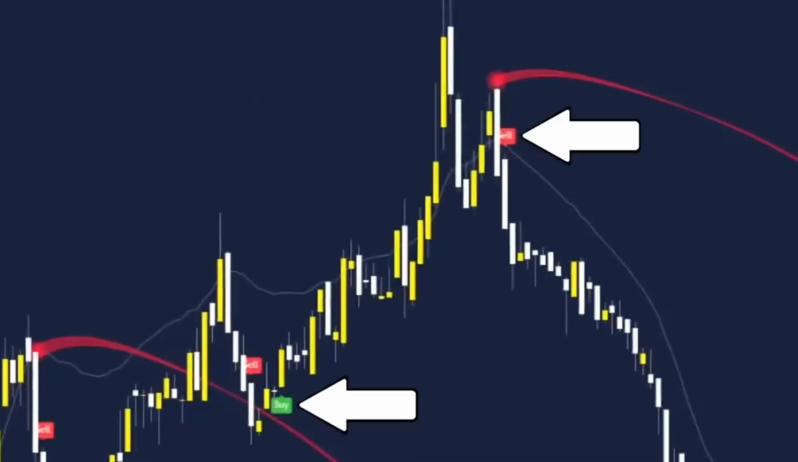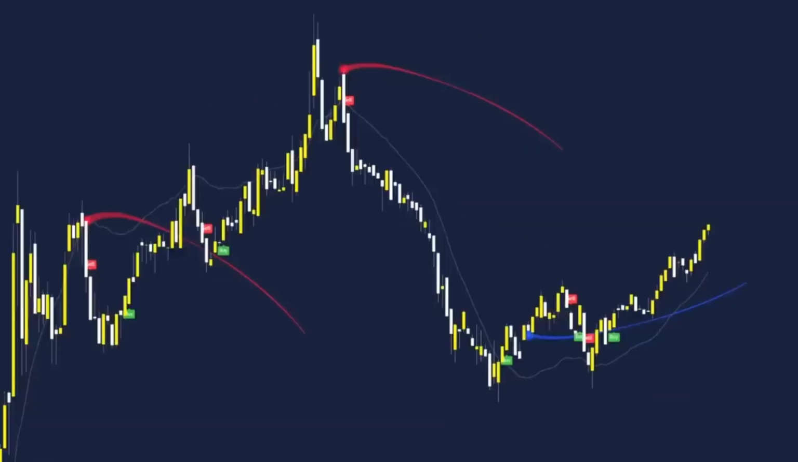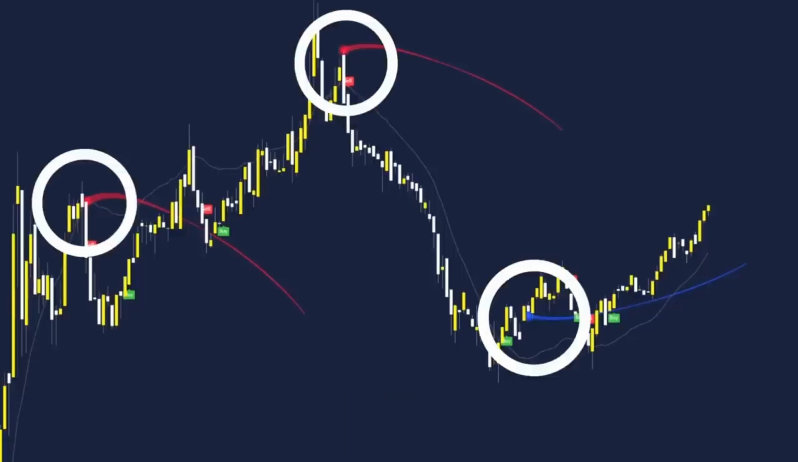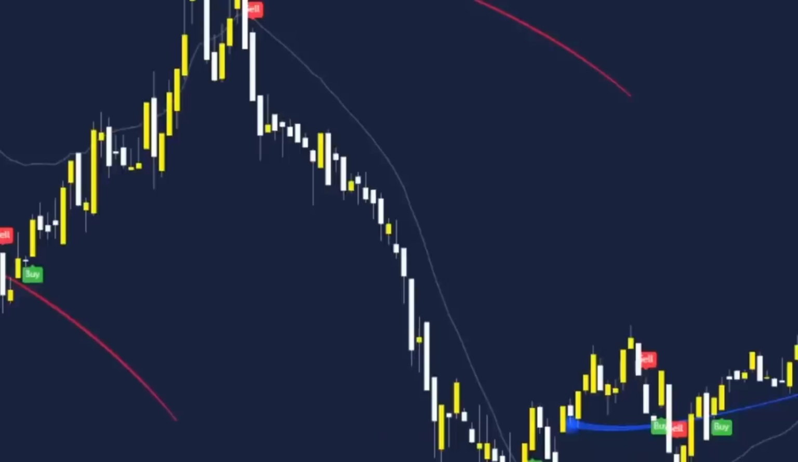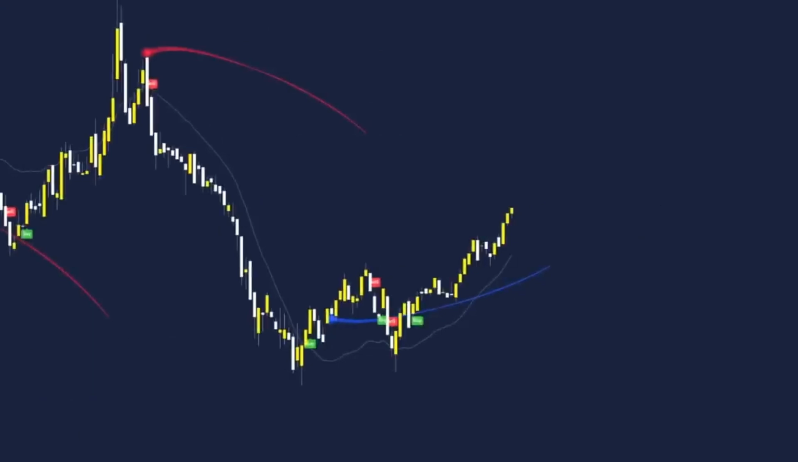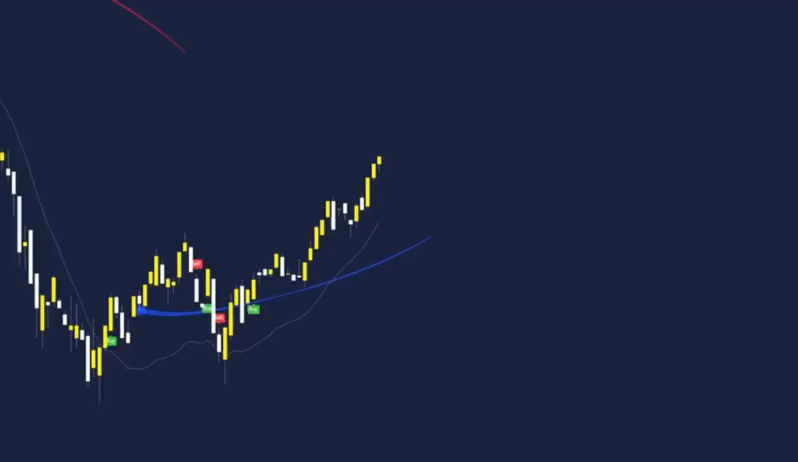Now we have the red and green buy and sell labels. This is the UT Bot Alerts indicator. For the MA Sabre indicator, we have these little red and blue curves. And then we have this grey line behind the candles, which is a 50 moving average. Now this is a very simple strategy, but it does provide very good results, especially for beginners looking to trade a very simple strategy. But let's get into the rules for taking a trade.